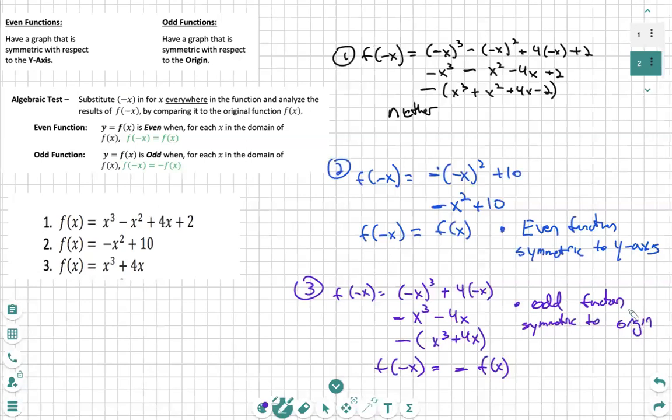In another video, I will go over symmetric to the x-axis, and that one we are going to change the y.